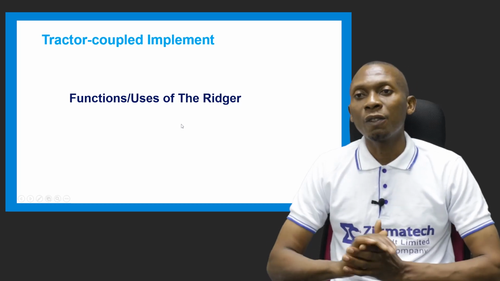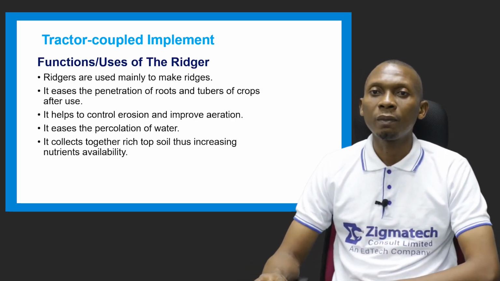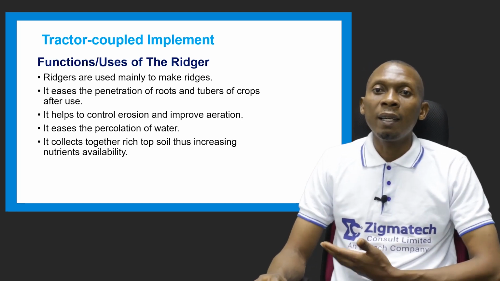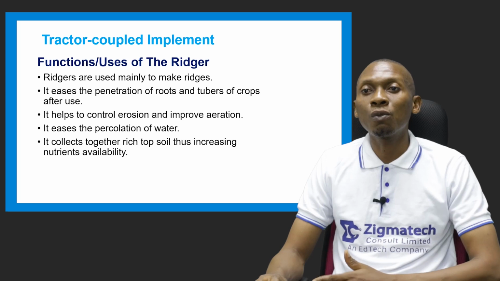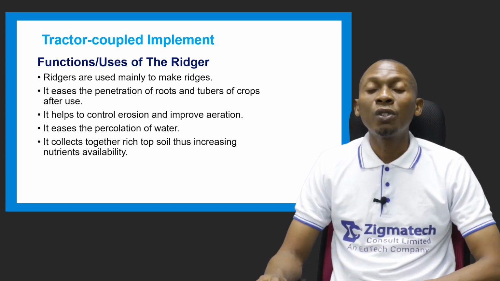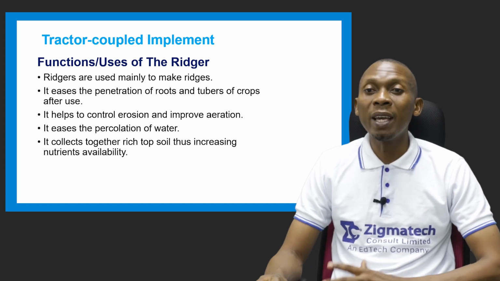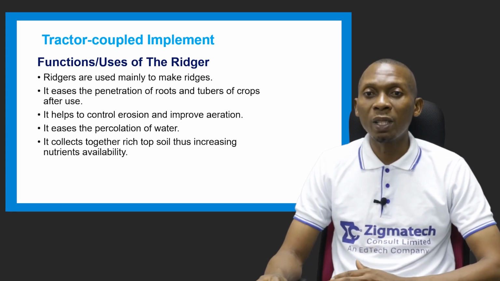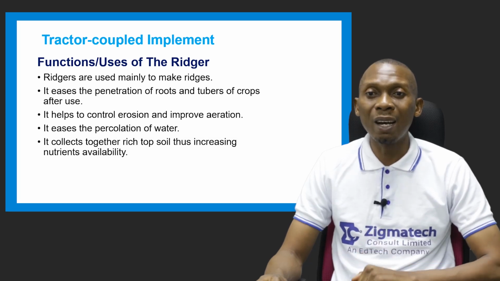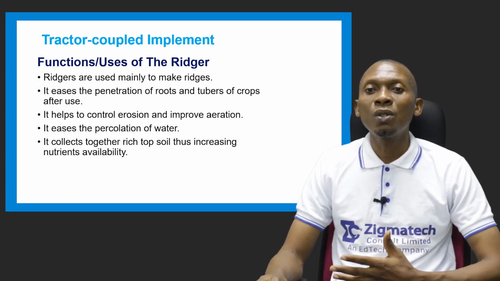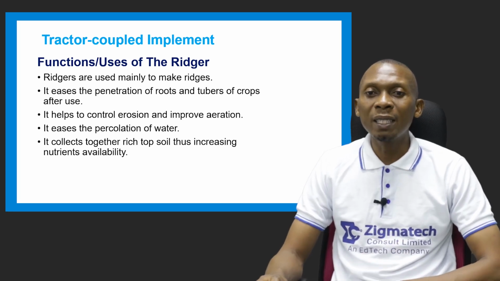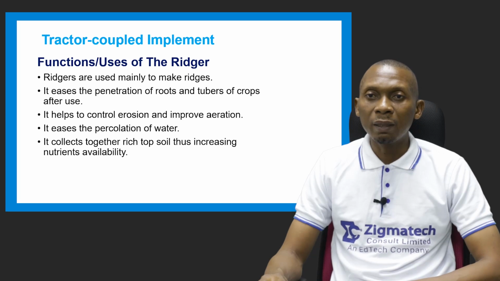Let's look at the functions or uses of the ridger. It's used mainly to make ridges. It also helps to ease the penetration of roots and tubers of crops after use. Then it helps to control erosion as well as improve aeration. That's the movement of air within the soil. And it can also ease the percolation of water. That's the movement of water down into the soil. And it also helps to collect together the rich topsoil, thereby increasing nutrients availability.